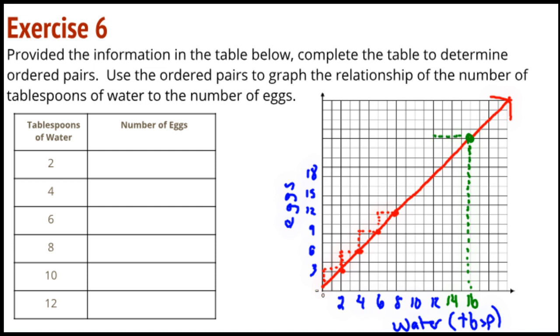And so if I track back over here, and I know that I'm counting by 2s, I've got 20 and 22. So I would find out if I have 16 tablespoons of water that I would need 22 eggs.